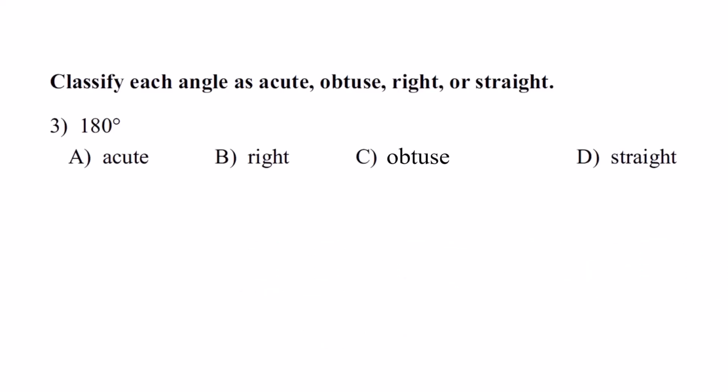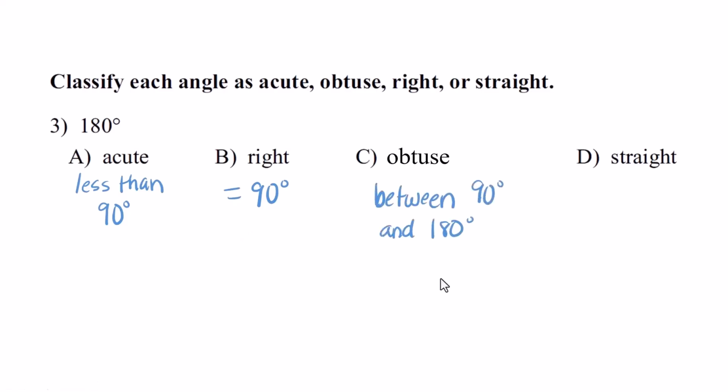This is a vocabulary question. So you just need to know what we call a 180-degree angle besides 180 degrees. That means you need to know what all these words are. Acute is an angle that is less than 90 degrees. Right is an angle that is equal to 90 degrees exactly. Not 89, not 91, 90. Obtuse is an angle that's bigger than 90 but less than 180. And a straight angle is 180. So the correct answer here is D.